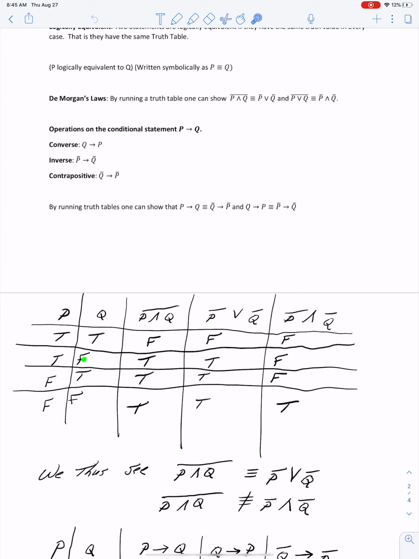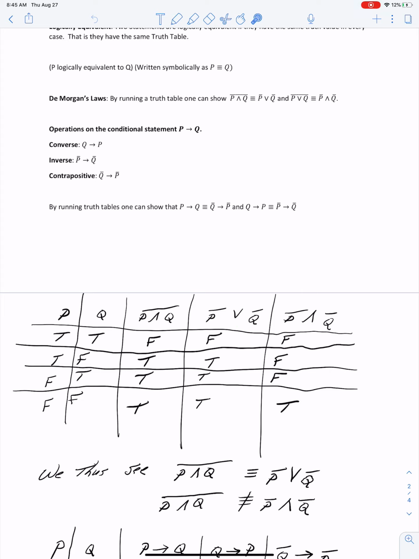We can check the next line. What do we have? True and false on the inside, which is false. The negation of false is true. Or if I look at it here, it's going to be false or true, which of course is true. Here, false and true on the inside is false. The negation of false is true. If I look at this, it's going to be false or true, which is true.